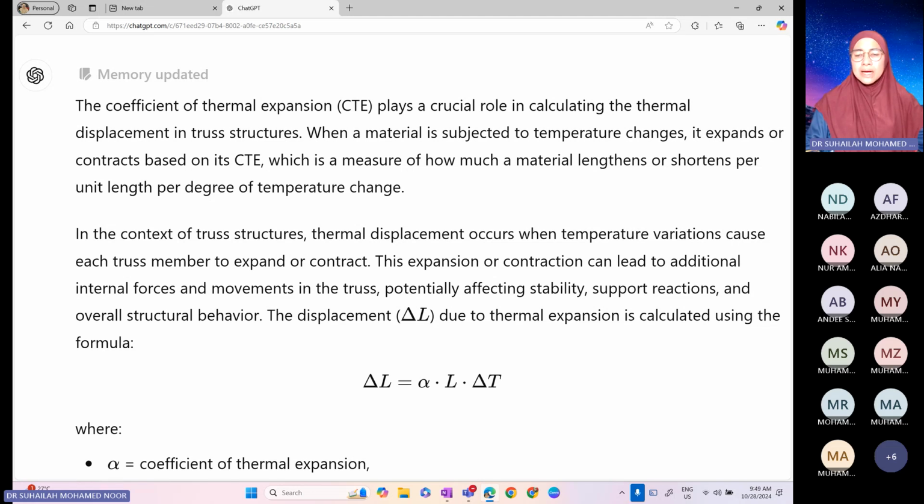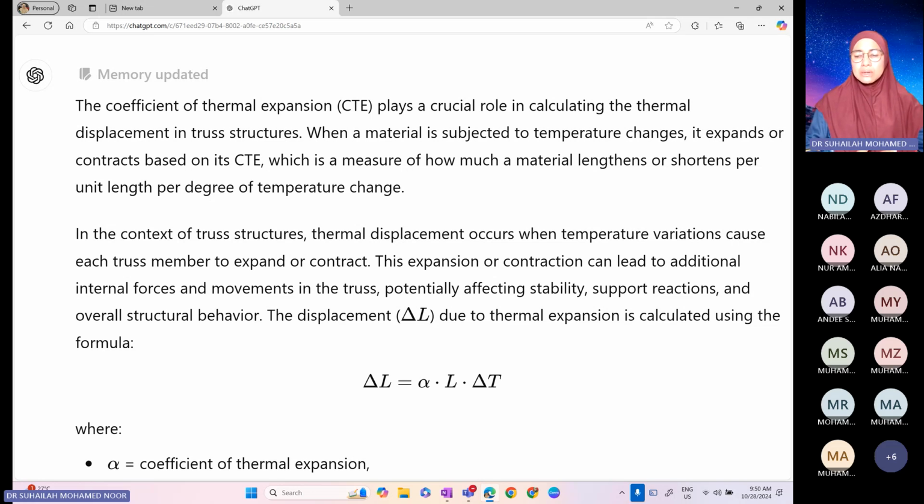Okay, so dia akan contribute kepada material tu, dia sama ada akan jadi lagi panjang, lagi pendek because of the thermal expansion. Okay, in the context of truss structure, thermal displacement occurs when temperature variation causes each truss member to expand or contract. Okay, dia akan affect pada member. So dalam soalan dia akan sebutlah member AB, member BC, member CD. So dia affect on the member.